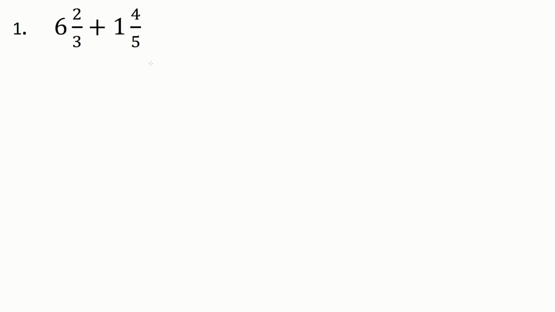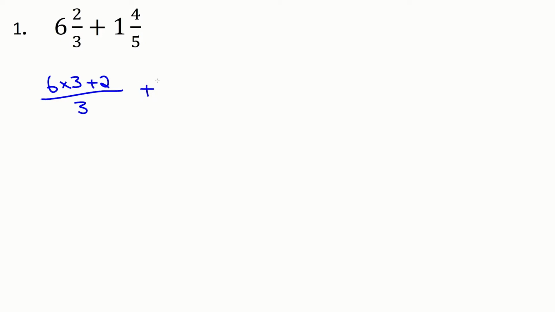So the standard thing to do is usually to get out of mixed numbers. So let's start with this first question here: 6 2/3 plus 1 4/5. Let's use that formula that says it's the 6 up front times the 3 in the bottom plus the 2 that was there, over 3.